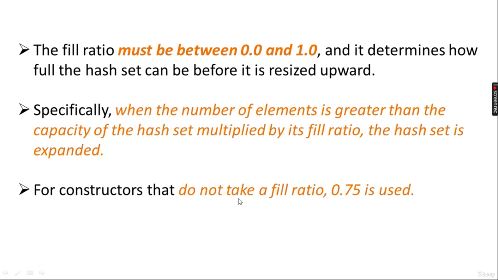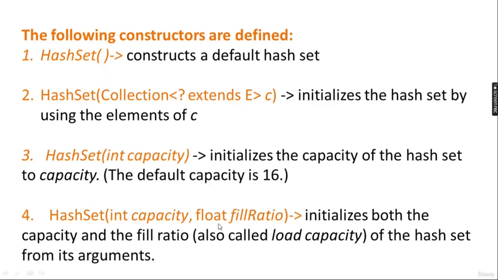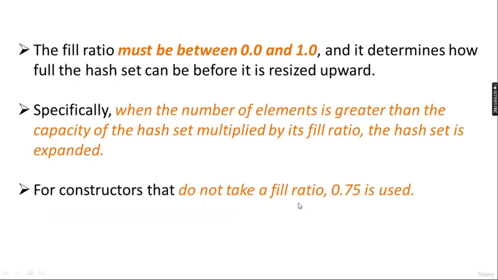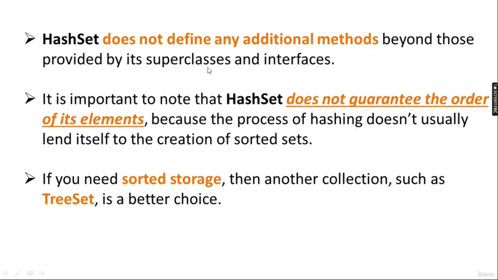For the constructors that do not take a fill ratio, 0.75 is used. That is for the other three constructors besides this one: this one takes a fill ratio, but this one does not, and this one does not. So these three constructors will take the fill ratio as 0.75. HashSet does not define any additional methods beyond those provided by its superclasses and interfaces.